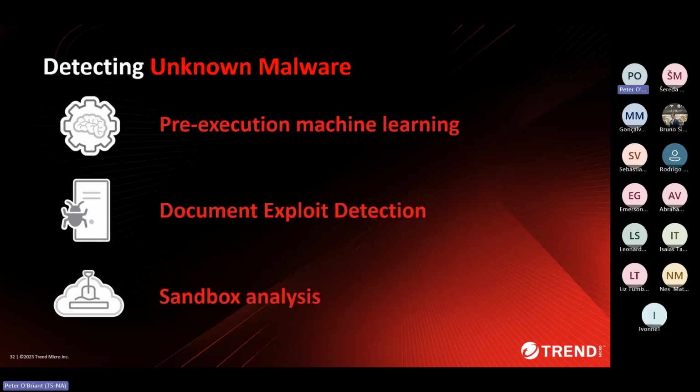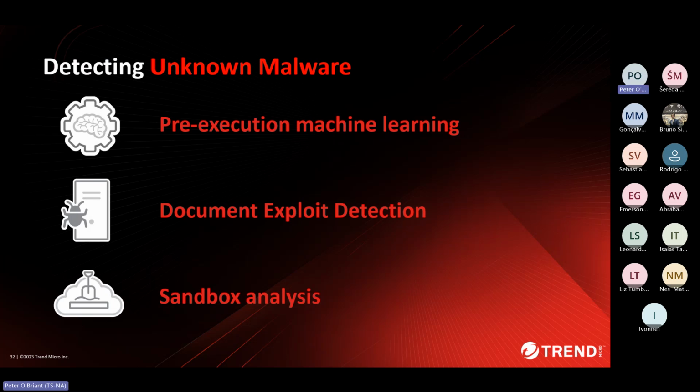All right, so detecting unknown malware. As I showed earlier, it has that pre-execution machine learning that's helping. So we are using AI and machine learning for that, and that's before emails even reach the sandbox. This is going to analyze thousands of file features to predict malicious content, improving the email delivery speed. That way it's not having to spend time in the sandbox getting analyzed.